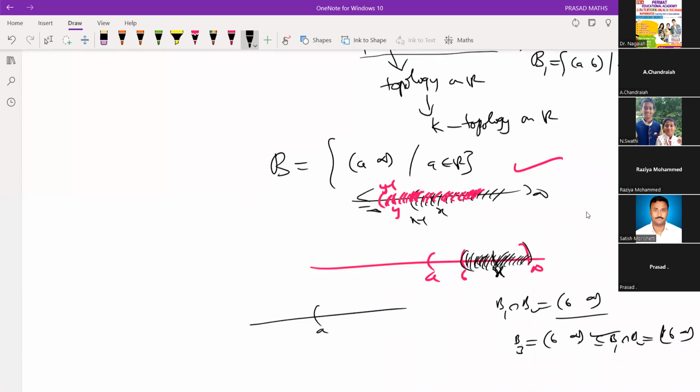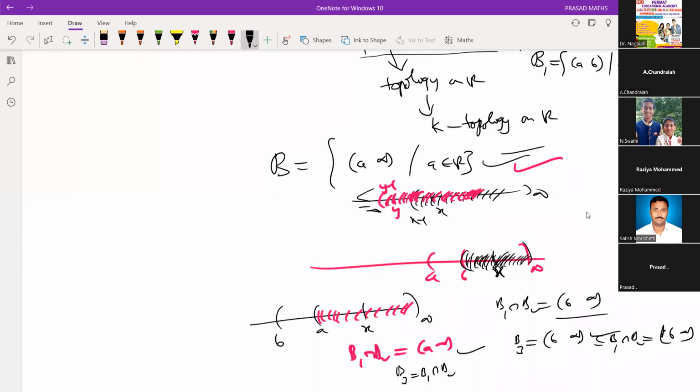Suppose you take this situation. Suppose you take B comma infinity. What is the intersection? This is my intersection. So B1 intersection B2 is here, A comma infinity. You take any element in this. What is my B3? B3 I can choose as B1 intersection B2 only. So therefore, all possible cases are true. Therefore, it is an open base.